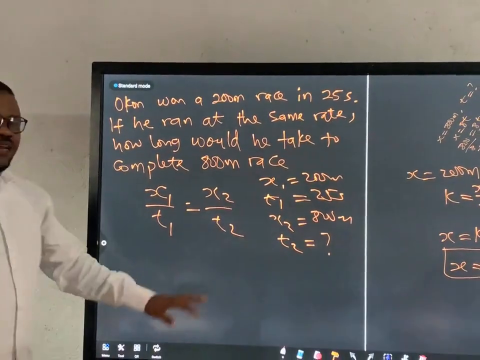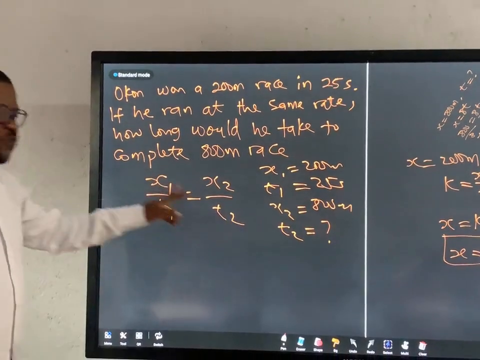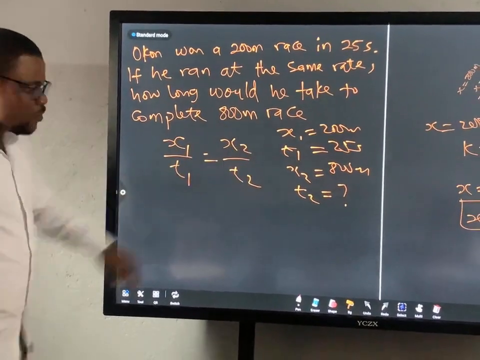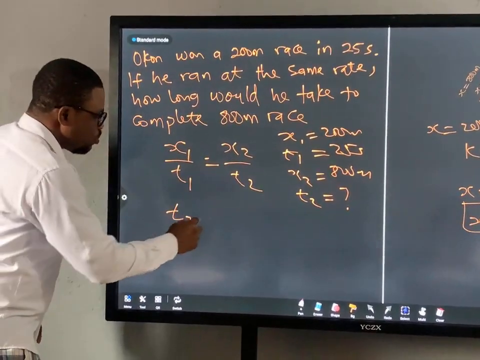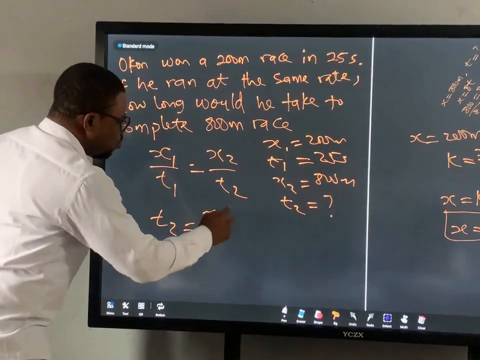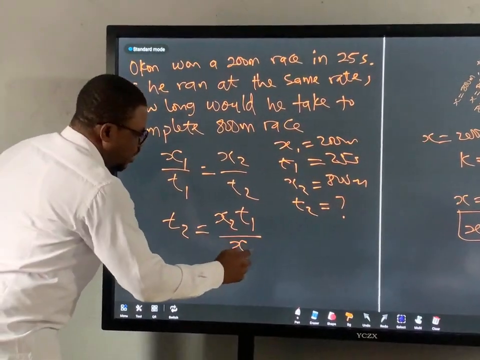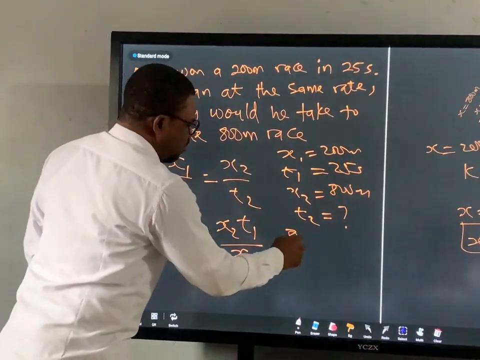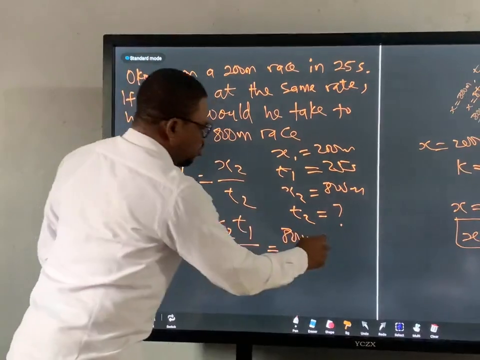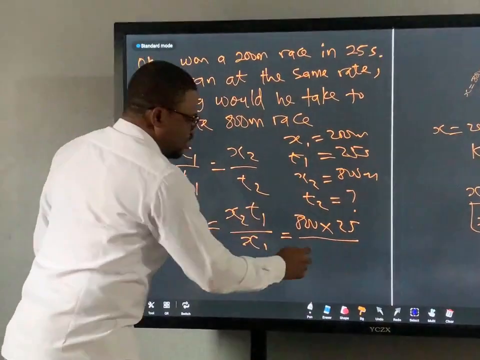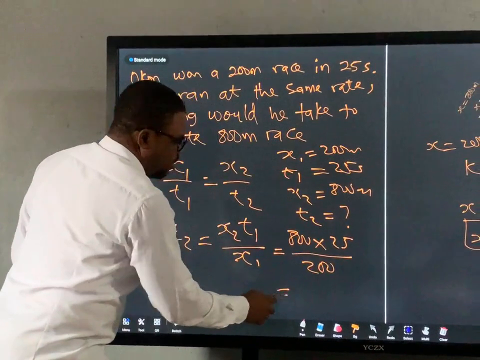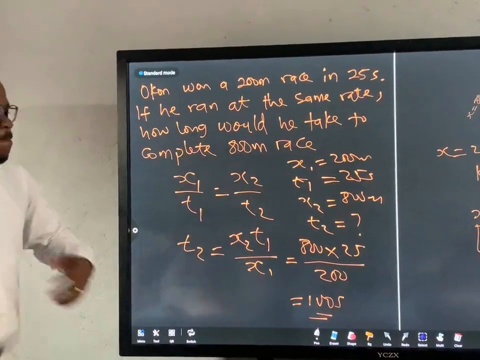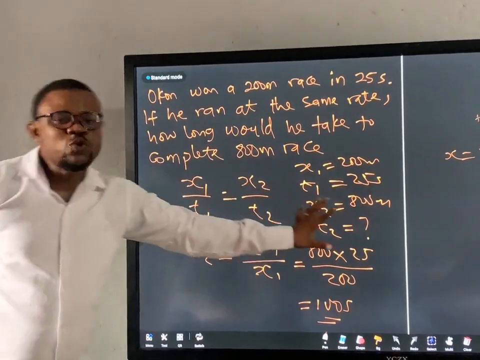If T2 we're looking for, I can take T2 up, and bring X1 down, and take T1 up. So eventually I'll get T2 to be equal to X2 T1 over X1. What is X2? 800. What is T1? 25. What is X1? 200. So at the end of the day, I still get 100 what now? 100 seconds.